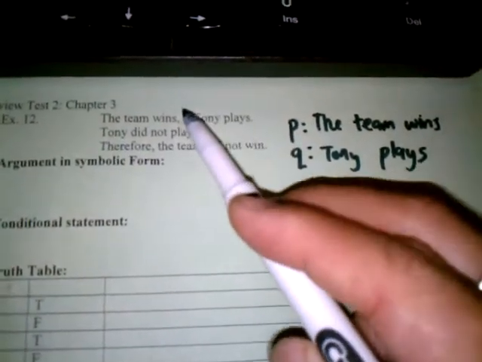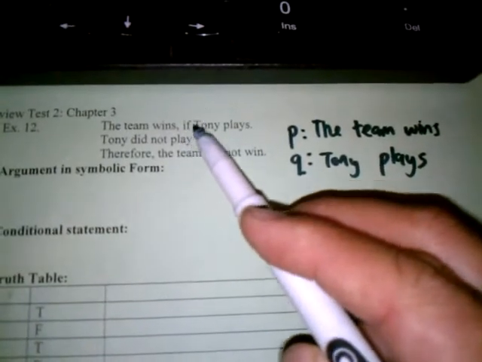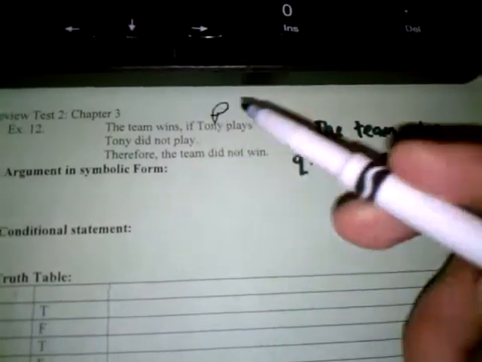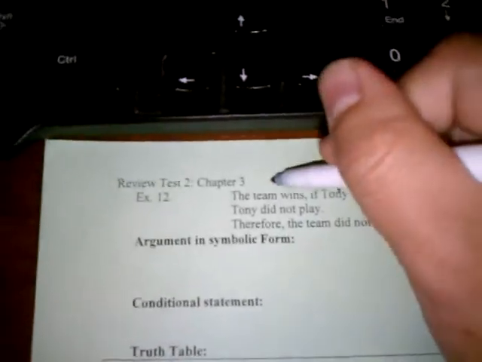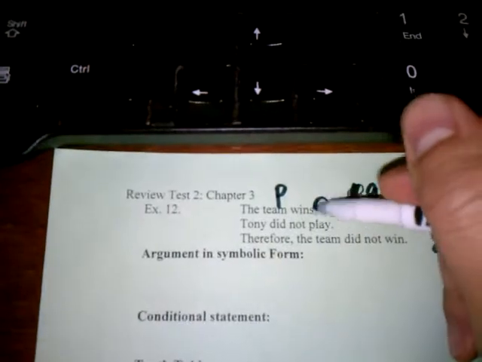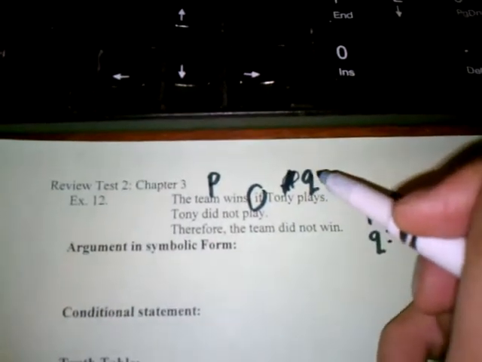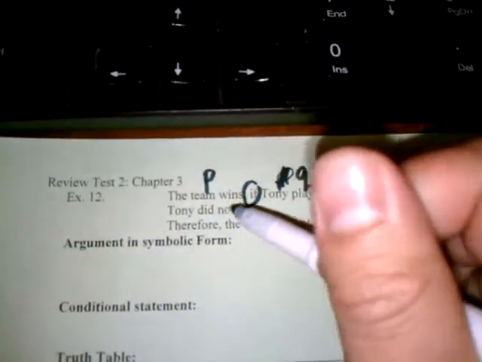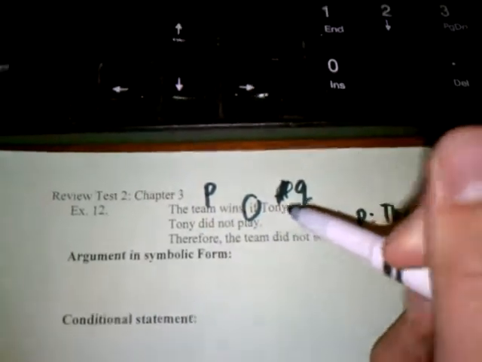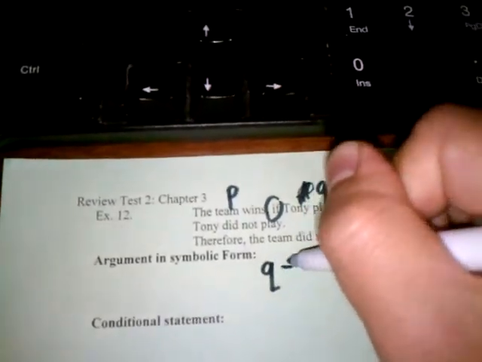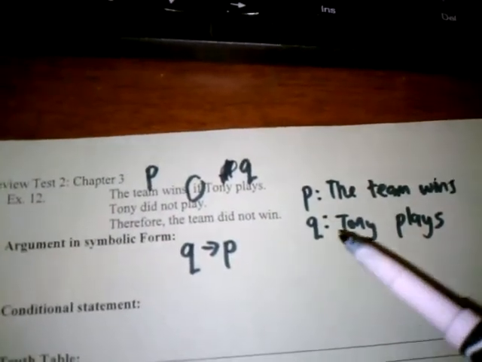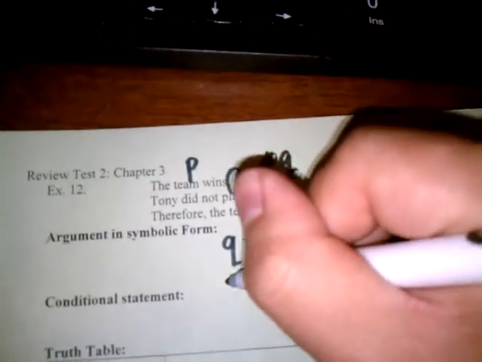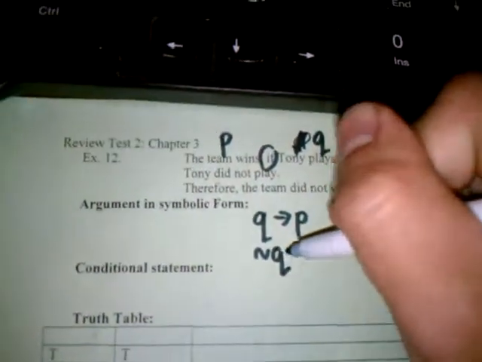So since we have these two statements, we can write this in the form: the team wins if Tony plays. Now since the if is in the middle, this is actually your Q, and this is your P. The if tells us that we have to write this backwards. So, the team wins if Tony plays will look like Q arrow P. But Tony did not play, so Tony plays is Q, and Tony did not play is negation Q.